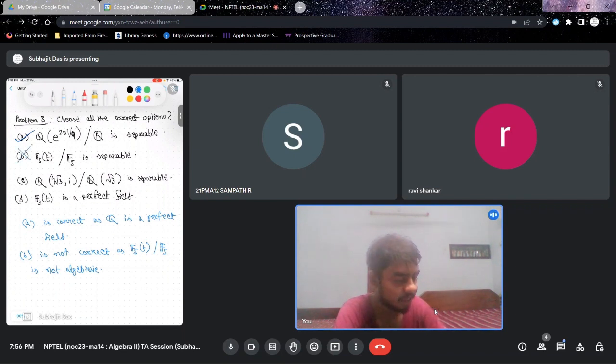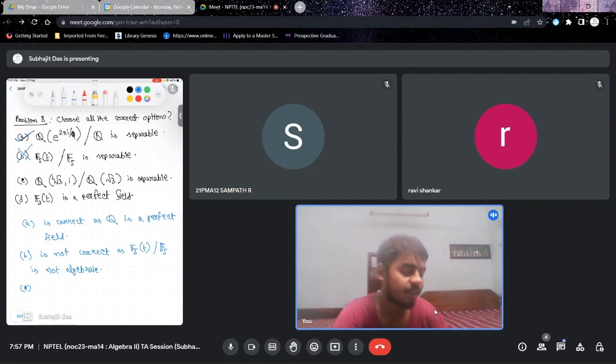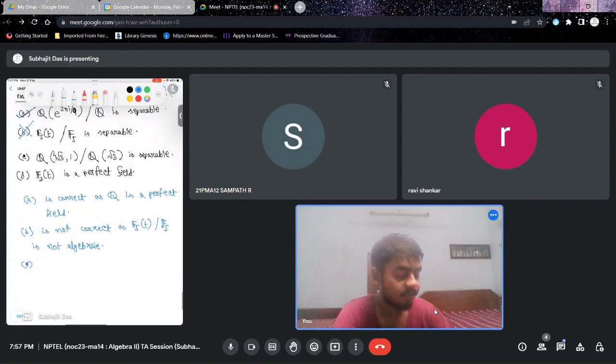So B is incorrect. This cannot be separable, because regardless of whatever extensions you have seen, separable extensions or normal extensions, whatever you have defined so far, we just saw that T cannot satisfy a polynomial over F5. T is a symbol. It's an indeterminate, right?